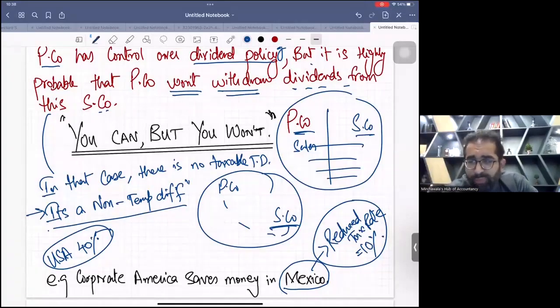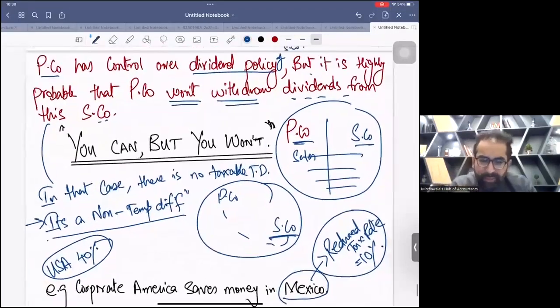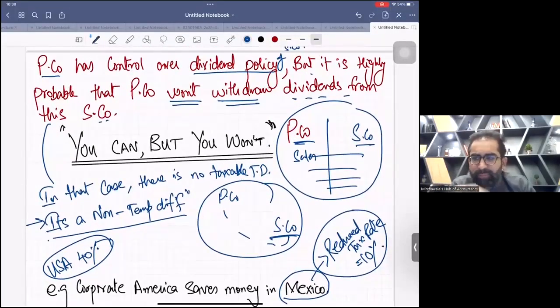Did you understand the example of Mexico and USA? Please reply on the chat box. And yes, this thing which I have taught you is a non-routine area, but you should have this knowledge.